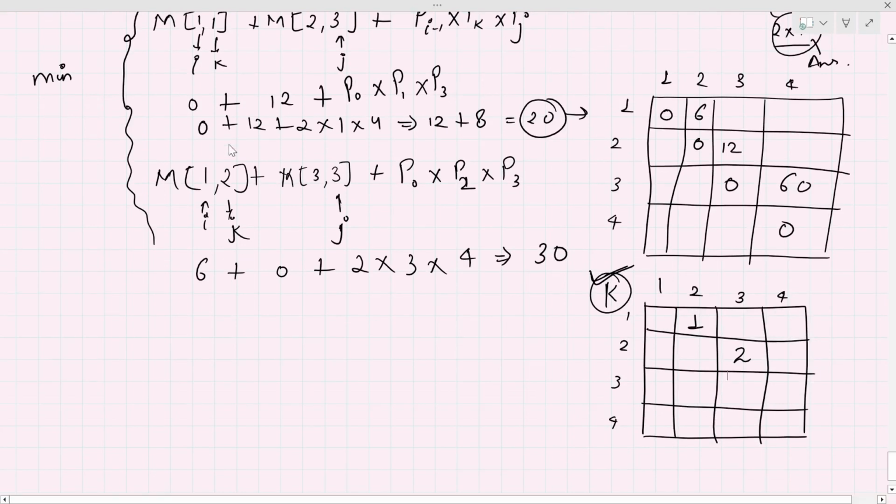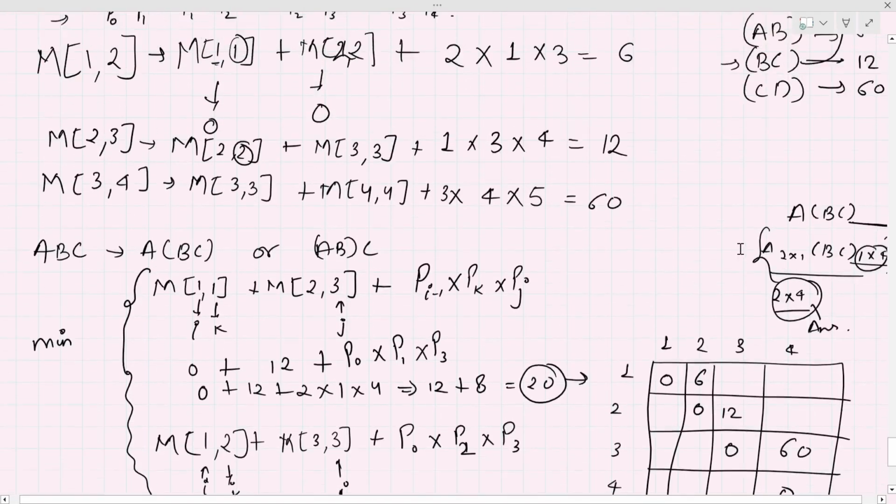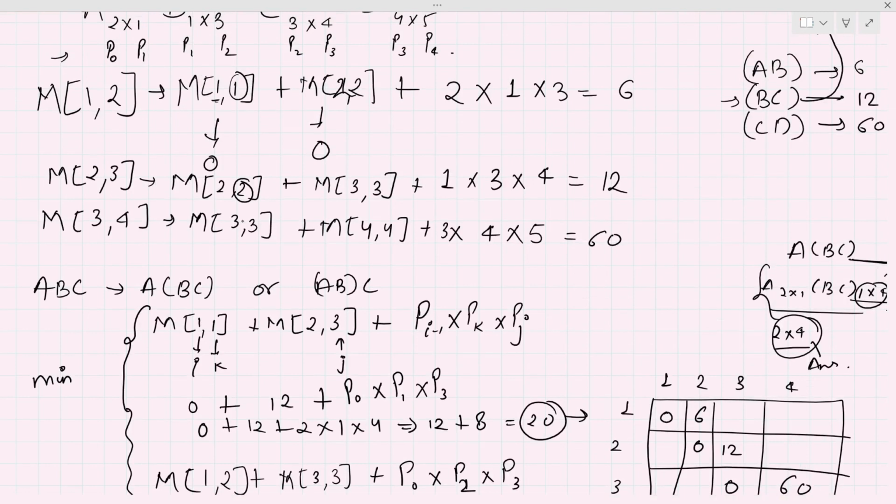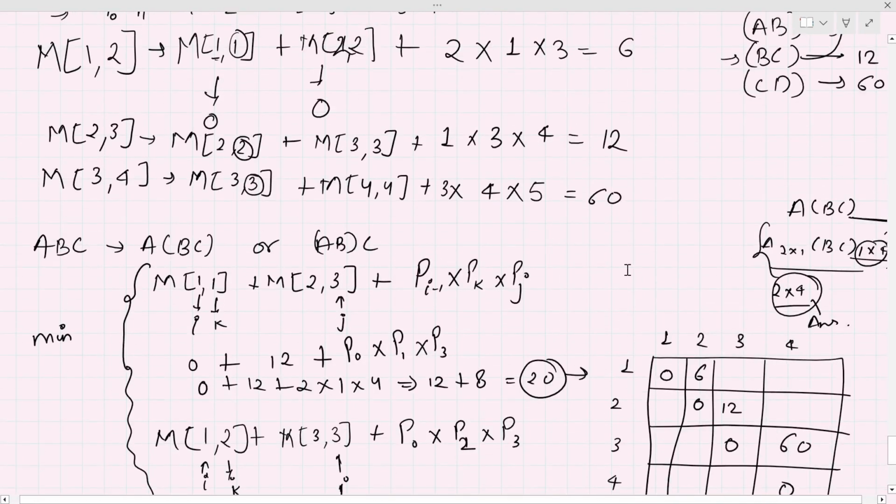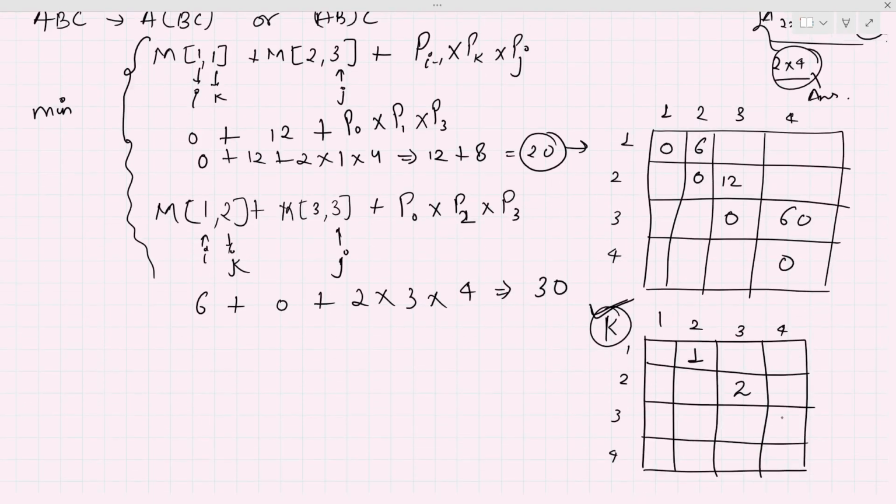Okay, now 60 is present in 3 comma 4. So for 3 comma 4, what's the value of k? In the starting matrix, the second part: this one is I, this one is k, and this one is j. So what's the value of k? The value of k is 3. So I have to write 3 here.